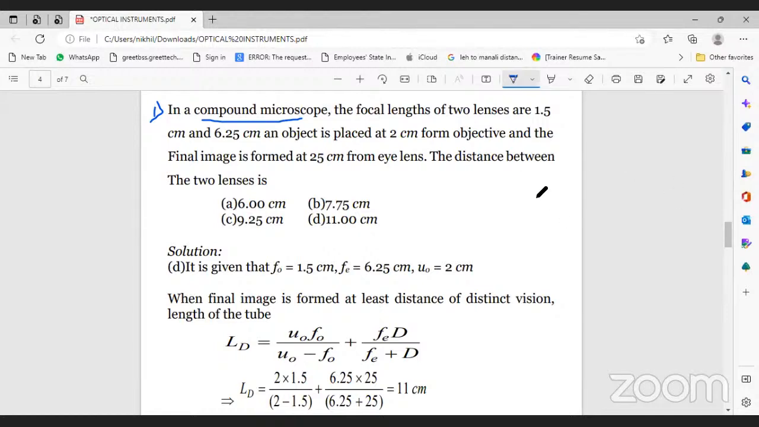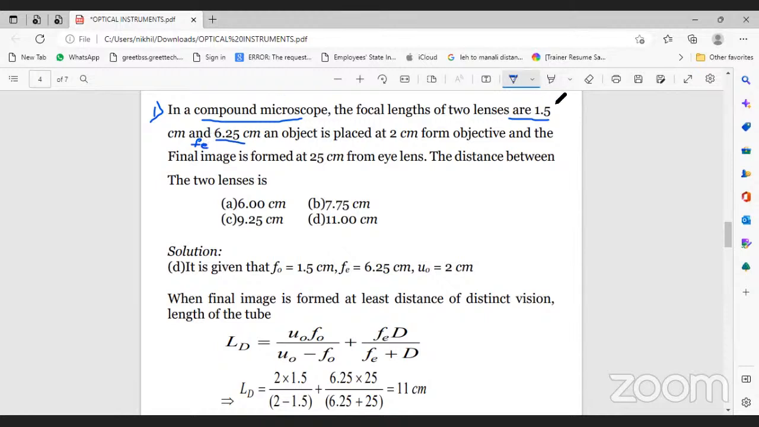What type of optical instrument is it? Compound microscope. What are the focal lengths of the two lenses? One is 1.5, the other one is 6.25. In a compound microscope, you know that the focal length of the eyepiece is more, right? Yes, sir. So 6.25 centimeters should be the focal length of what?